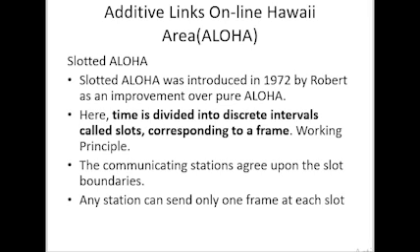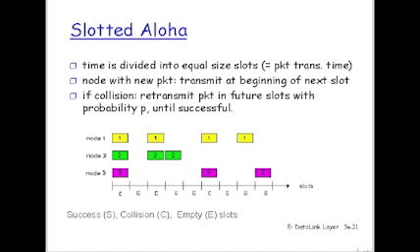Slotted ALOHA was introduced in 1972 by Roberts. It improved the overall efficiency of pure ALOHA. Time is divided into discrete intervals called slots, corresponding to the frames. The communicating stations agree upon the slot boundaries, and the station sends the frame in each slot.